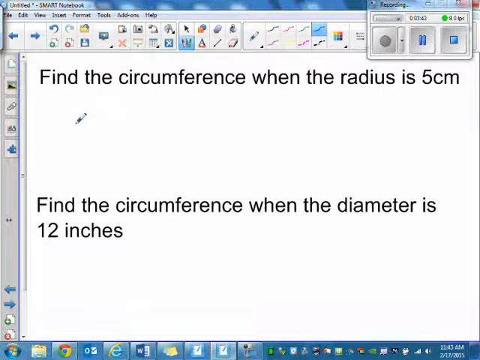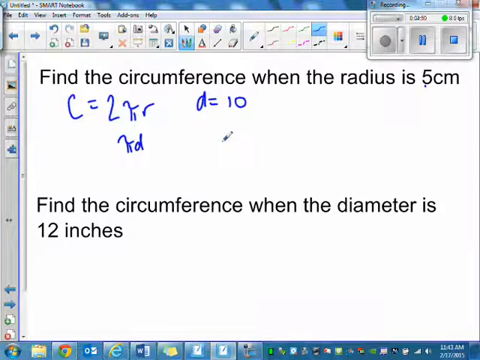Just two quick examples here, and then we're done. So find the circumference when the radius is 5 centimeters. So you could use the formula that has the radius in it, or just know in your head that you could use pi d, okay, and the diameter is going to have to be 5 times 2, which is 10. So that would be 10 times pi, which is 10 pi.